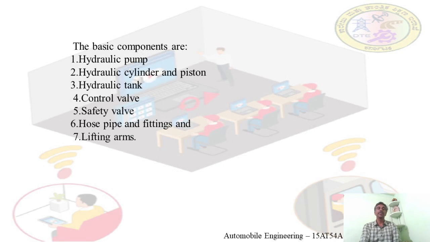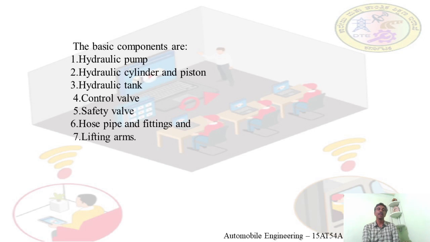The next is, once again I have explained the basic components: the hydraulic pump, hydraulic cylinder and piston, hydraulic tank, control valve, safety valves, hose pipes and fittings, and lifting arms. The first component in the hydraulic system is the hydraulic pump. The hydraulic pump is connected in the hydraulic tank. Then the second one is the hydraulic cylinder and piston. This arrangement we generally call the actuator.